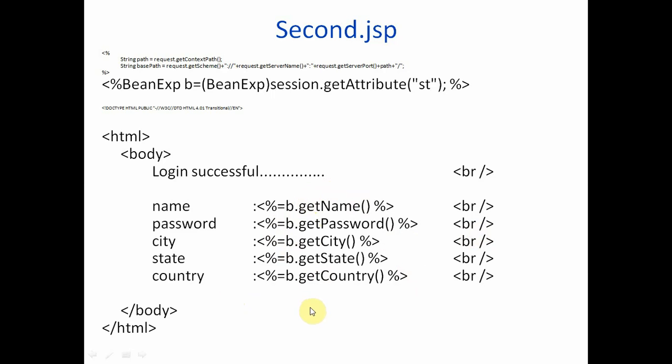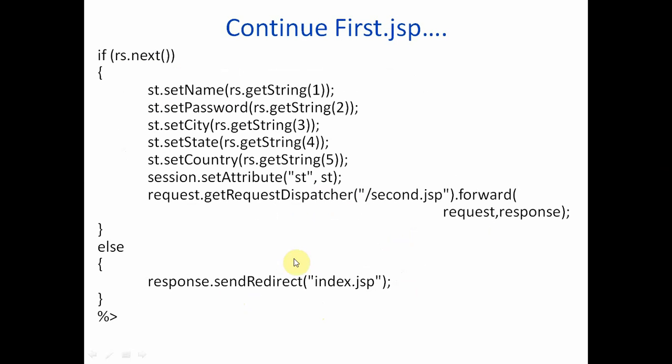So these functions are written here: b.getName, b.getPassword, getCity, getState, getCountry. So we have 5 functions, and these functions will return the values of name and password, which are initialized by these lines: st.setName, rs.getString 1.